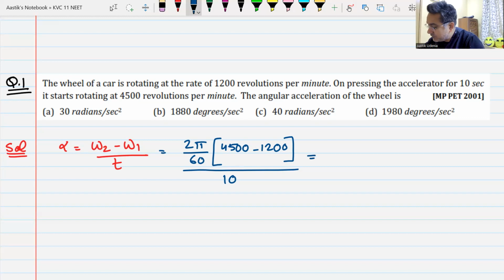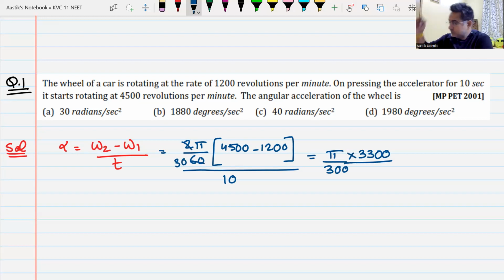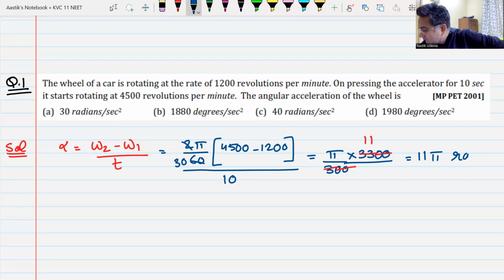So I can just cancel this out. This will be 30, so this will give me pi by 300 multiplied by 3300. They can cancel out, and it becomes 11. So the answer becomes 11 pi radians per second square.